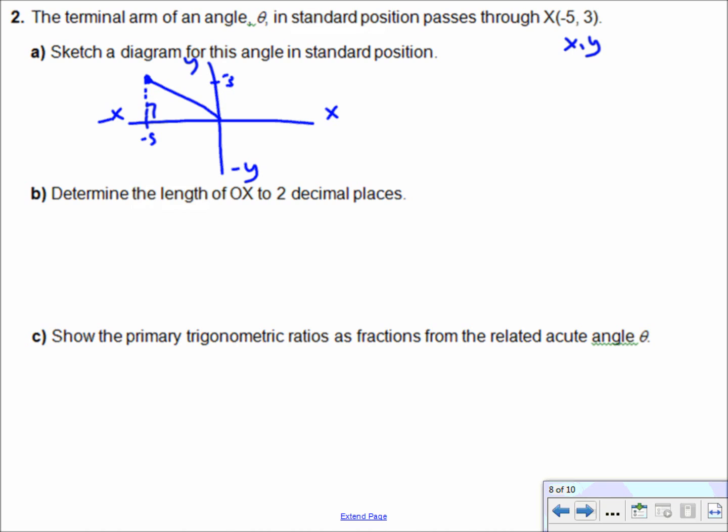Okay. And they call this x and then the origin, right? So r squared is equal to x squared plus y squared. So r squared is equal to (-5) squared. Use the bracket to enclose the negative, otherwise you will get an error or the wrong answer.